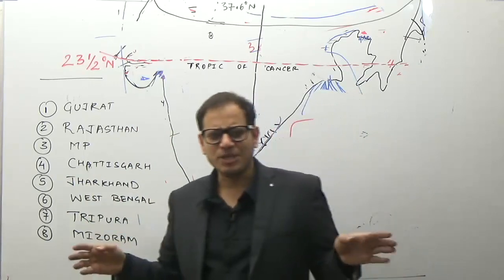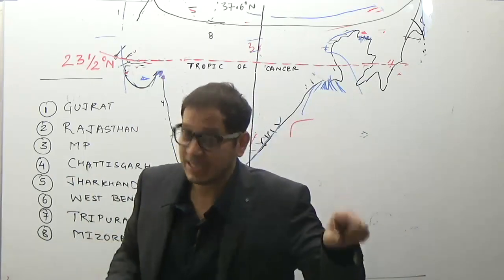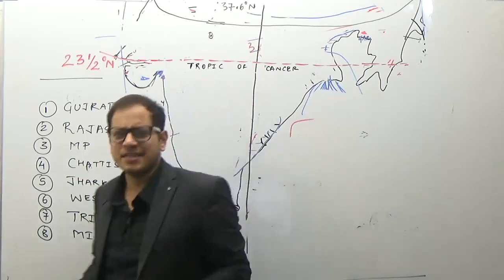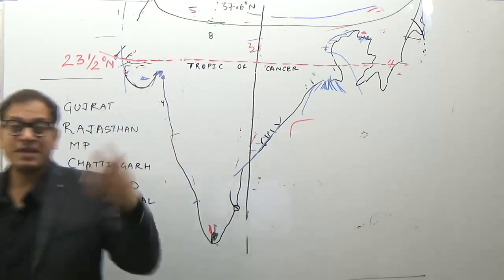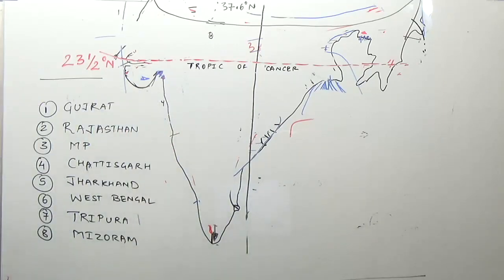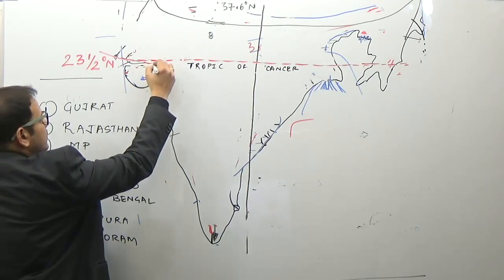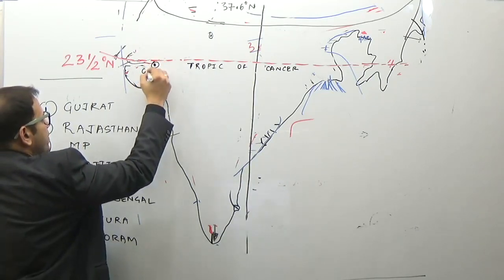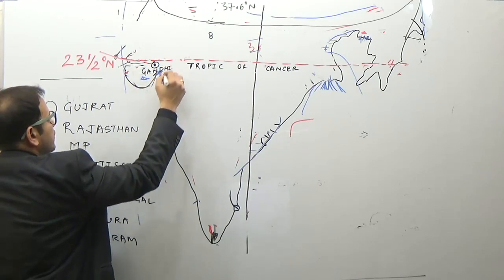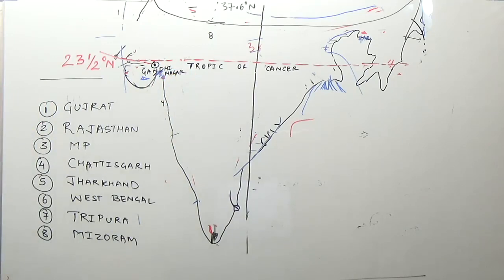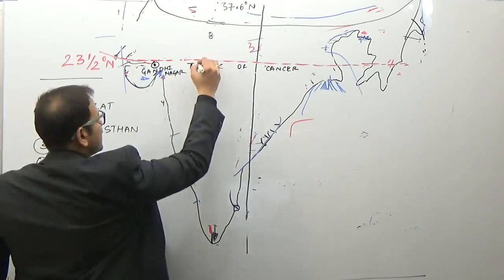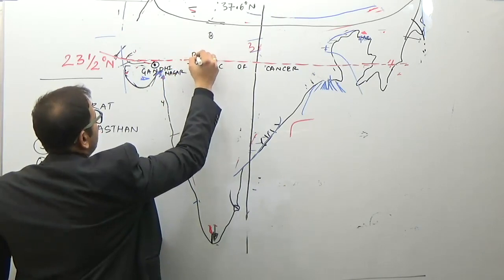Now, should we stop here? No. Look again at your atlas and tell me what are the capital cities of the states which are near to the Tropic of Cancer or which are exactly on it. The first capital city, starting from the west, is Gandhinagar. Gandhinagar is the capital of Gujarat. The second capital city is Bhopal, the capital of Madhya Pradesh.